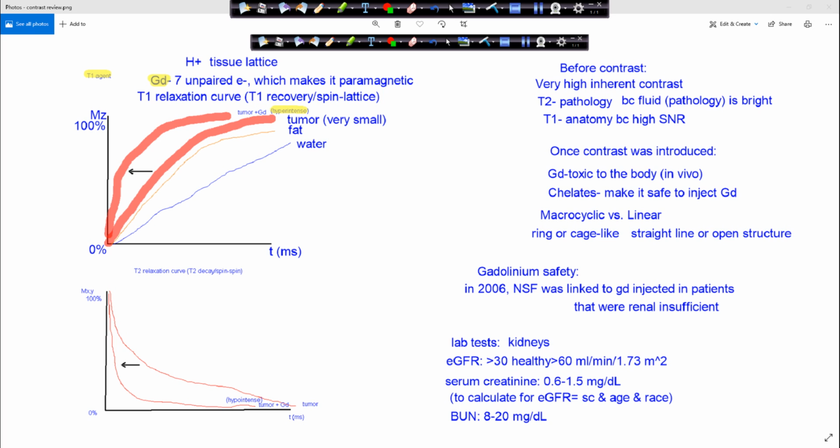But since they found the link between renal insufficiency, injection of gadolinium, and NSF, they have restricted some of those linear agents that were associated with it, and they really haven't had any cases of NSF since. So it's on us to make sure we are checking our patient's renal function, we're using the appropriate gadolinium-based contrast agent, and we're recording these things in their chart.